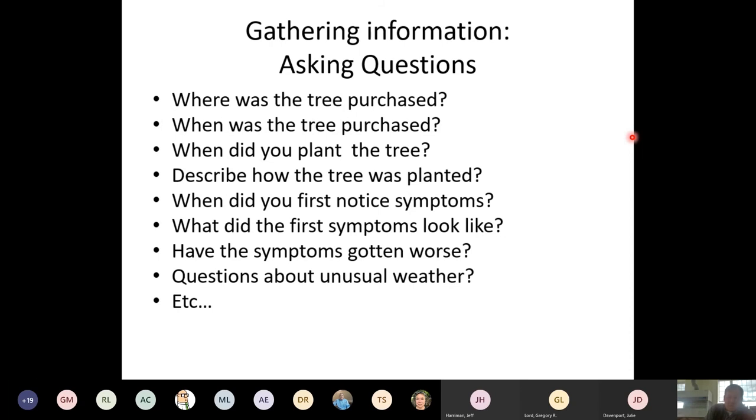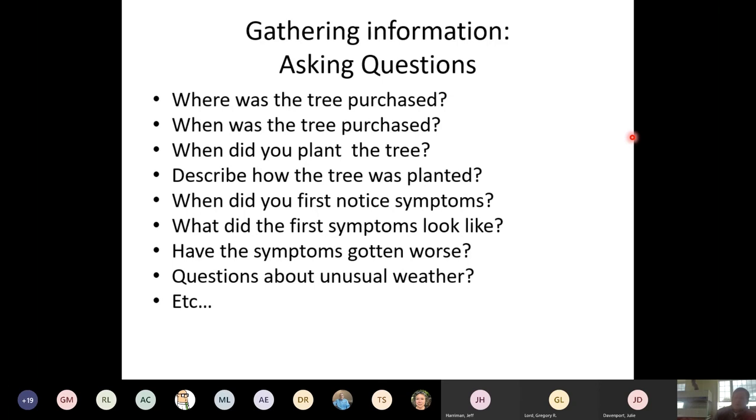So describe how the tree was planted. Again, this is a situation where some people will pull that plant out of a pot and stick it in the ground and think that trees grow that simply, and it's just simply not the case. You have to ask people, did you spread out the roots? How big a hole did you dig? There's a lot of things that can go wrong when planting a tree. And that's why I say planting a tree right is the first best thing you can do.